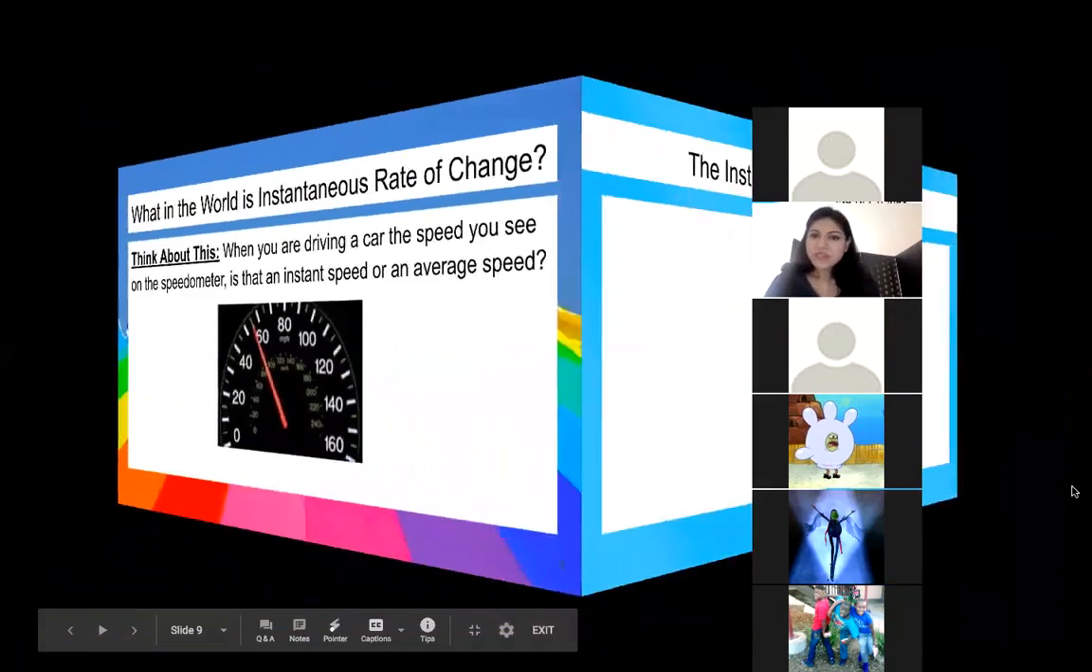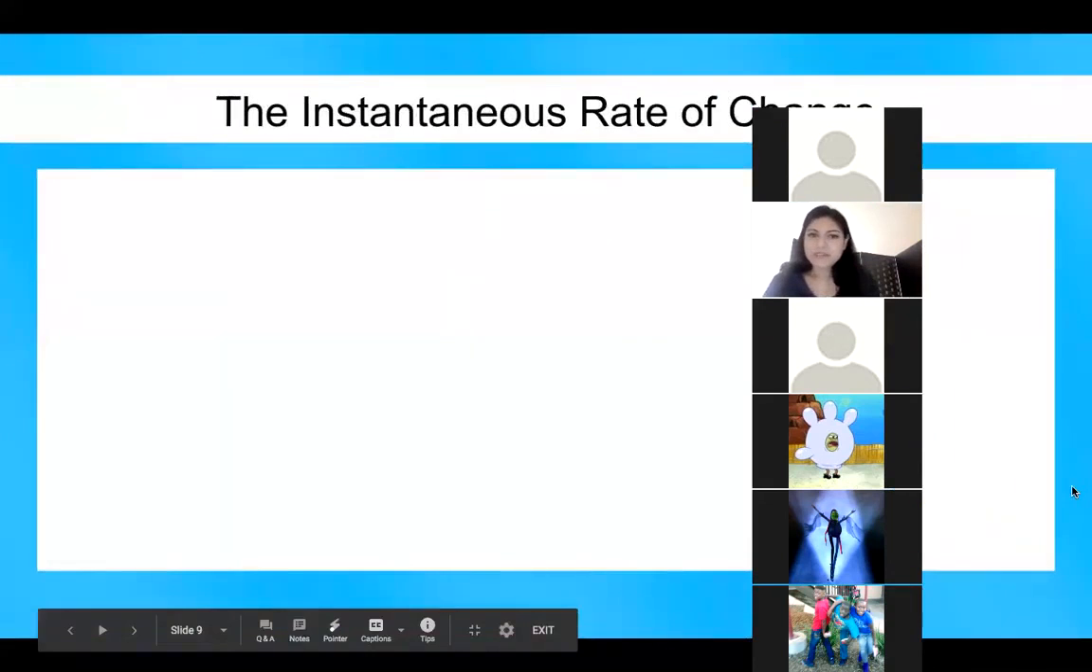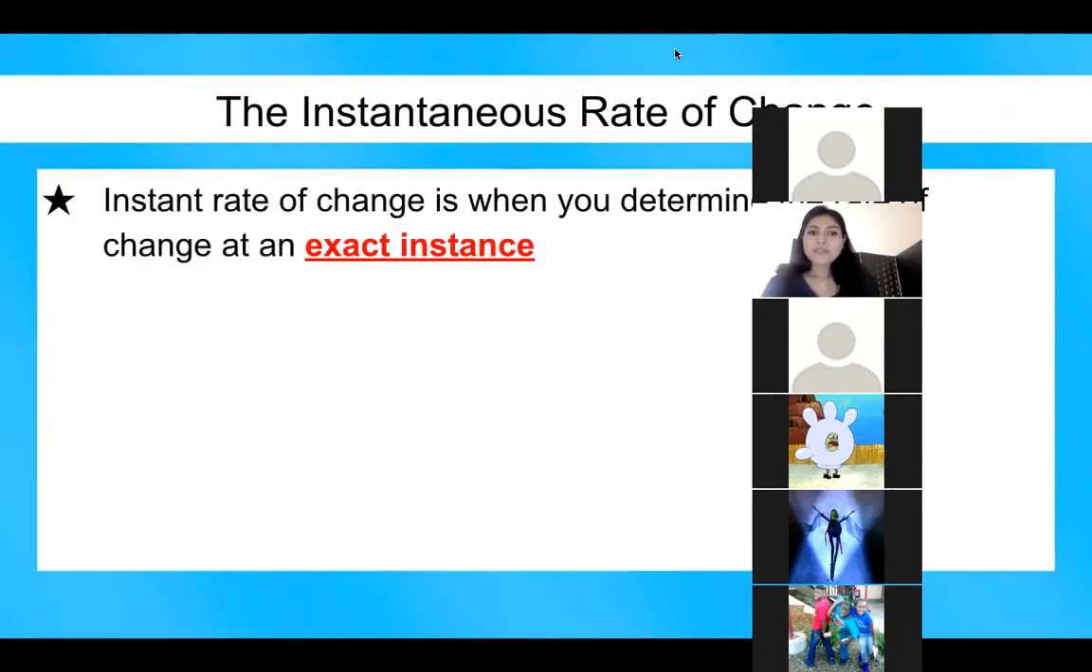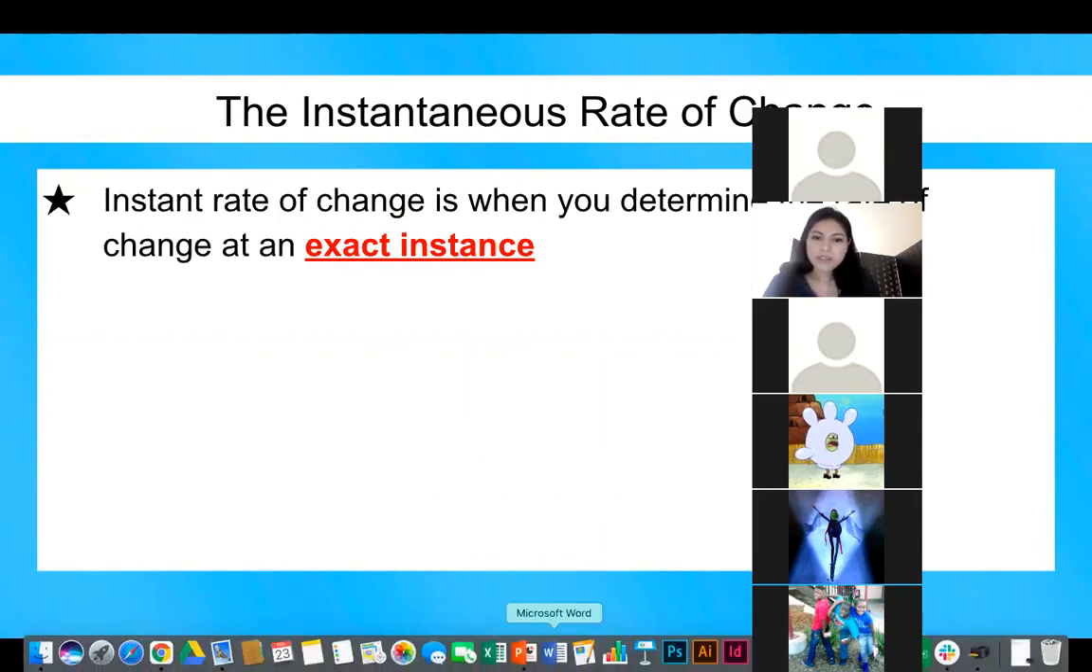So what does this relate to, right? Overall, the instant rate of change, or the instantaneous rate of change, they mean the same thing, is when you determine the rate of change at an exact instance. So that speedometer in your car, that's an instant rate of change. That's when we're trying to determine our speed or velocity at an exact point in time. So that's an important definition of what an instant rate of change is.